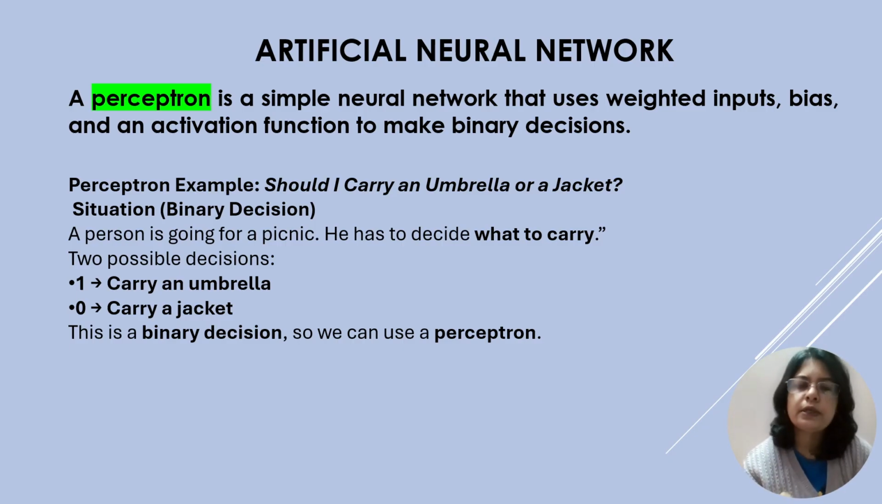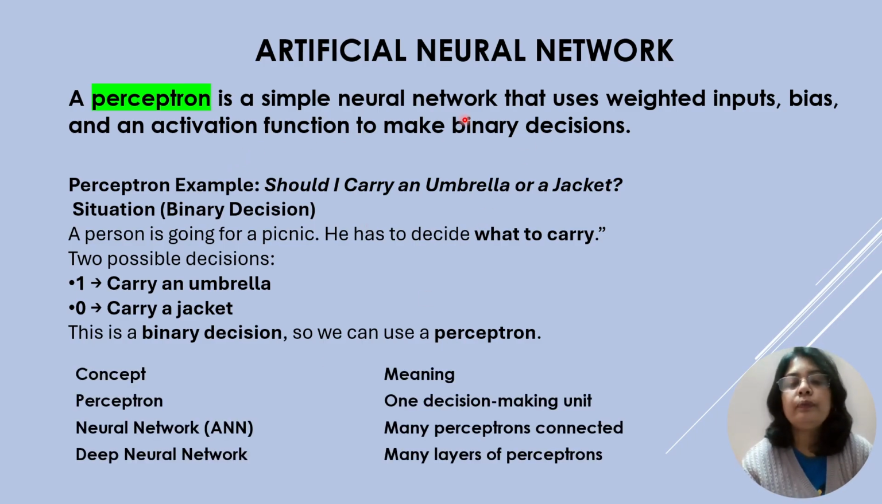For doing this processing, we have to understand something called a perceptron. What is a perceptron? A perceptron is a single artificial neuron. Yes, it is part of a neural network. Of course, it is part of a neural network. This is the building block of a neural network.